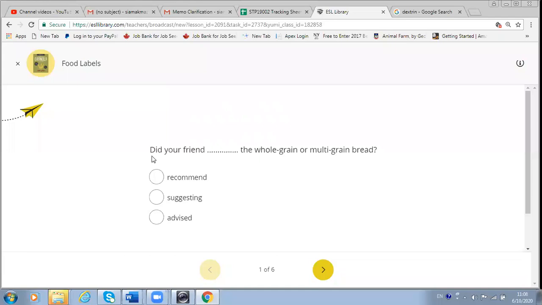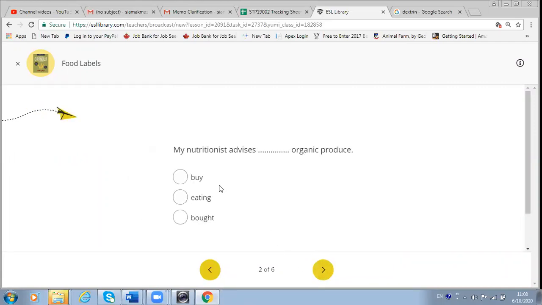Look at the sentence. Did your friend the whole grain or multigrain bread? Recommend, suggesting, advice. Recommend. Yes, because you have did, so we cannot use advised.